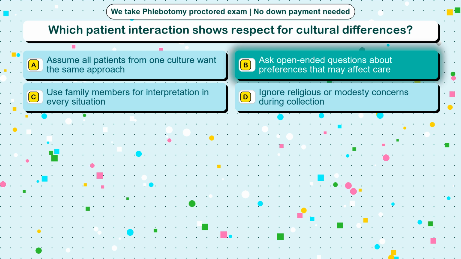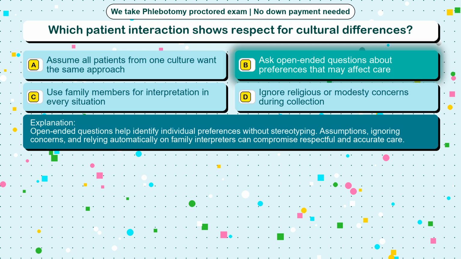The correct answer is option B, ask open-ended questions about preferences that may affect care. Open-ended questions help identify individual preferences without stereotyping. Assumptions, ignoring concerns, and relying automatically on family interpreters can compromise respectful and accurate care.